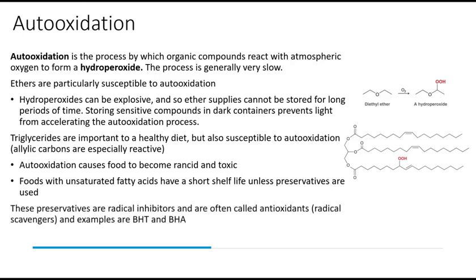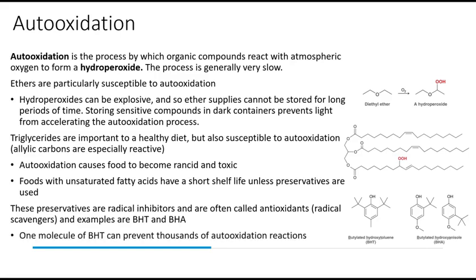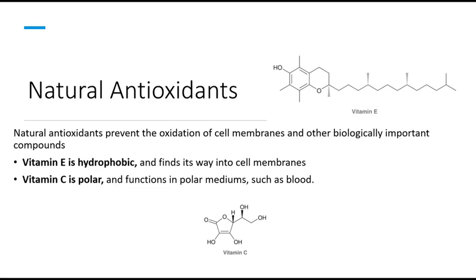These preservatives are radical inhibitors and are often called antioxidants, or radical scavengers. Examples include BHT and BHA. One molecule of BHT can prevent thousands of autooxidation reactions. Natural antioxidants prevent the oxidation of cell membranes and other biologically important compounds. A couple of examples include vitamin E and vitamin C. Vitamin E is hydrophobic and finds its way into cell membranes, while vitamin C is polar and functions in polar mediums such as blood.